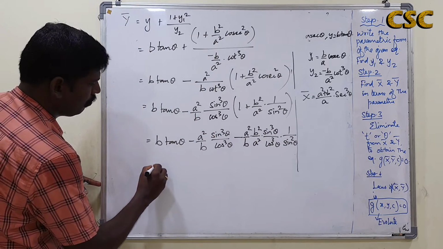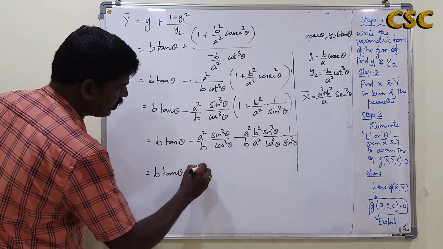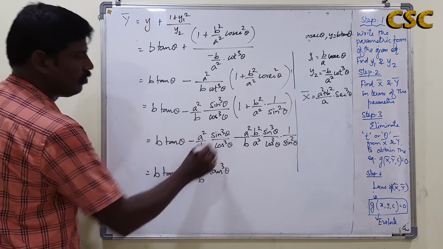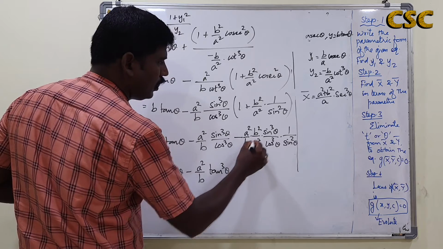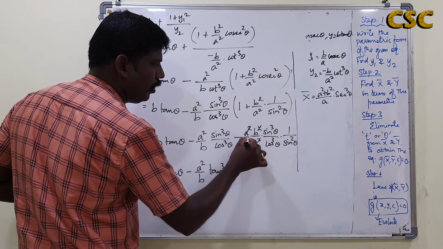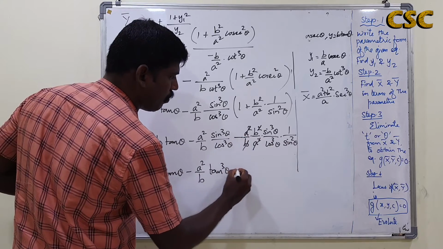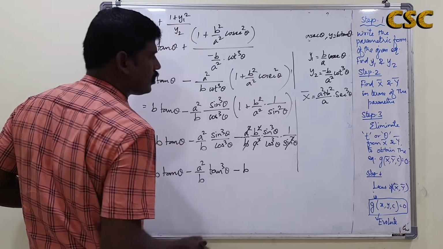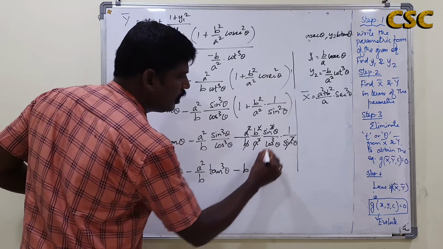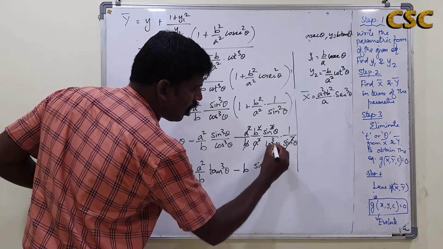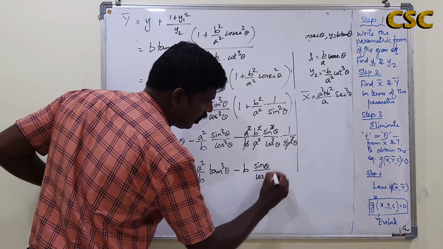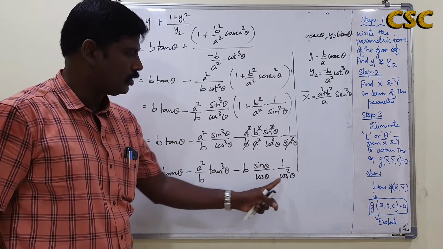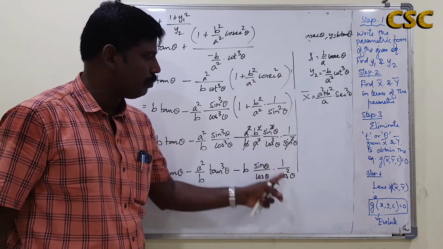So that is equal to b tan theta minus a square by b. This can be written as tan cube theta. What is sin cube by cos cube? Tan cube theta. Here I can strike out this a square with a square, b with b square. So b is remaining in the numerator. So minus b is remaining, sin cube by cos cube into 1 by sin square. You can strike out the sin square with the sin cube. So sin theta is remaining. Sin theta by cos cube theta. I write it as cos theta into 1 by cos square theta. So cos cube theta can be split into cos theta into cos square theta. So that can be written as sin theta by cos theta into 1 by cos square theta.